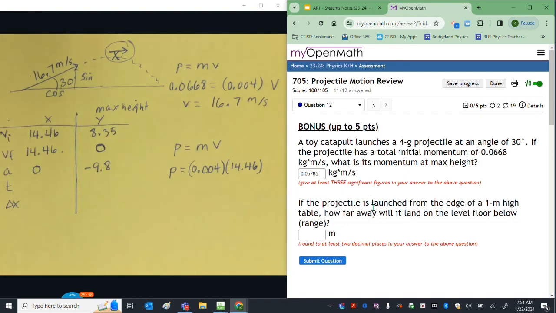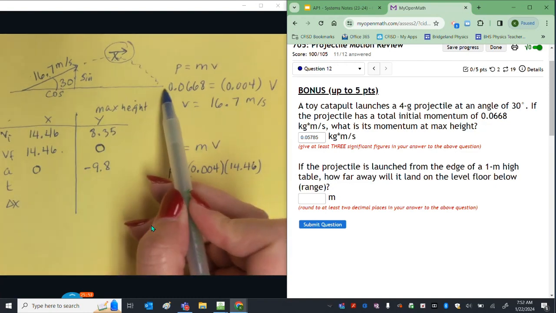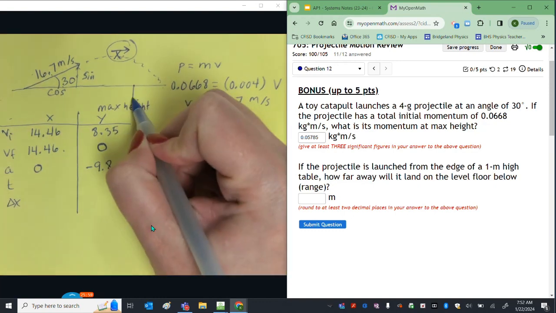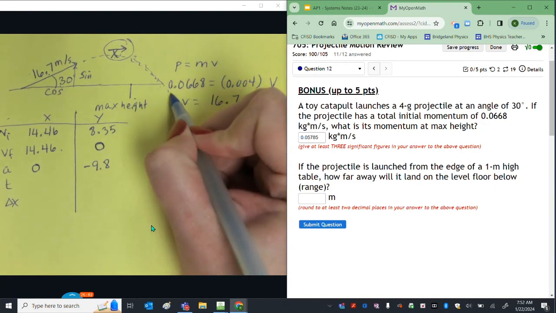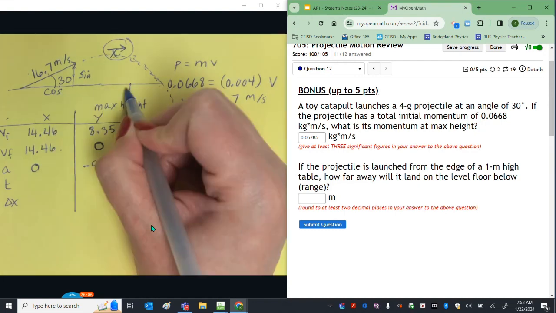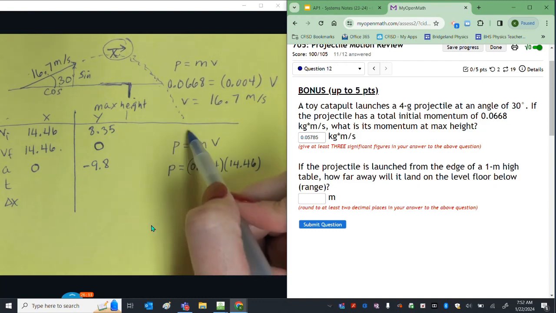The last question here says, if the projectile is launched from the edge of a 1 meter high table, how far away will it land on the level floor below? Okay. So I drew this so that it's landing at the same height, but this question is saying, hey, it's not going to land at the same height. It's on a table, and it's going to keep going, and it's going to land somewhere down here, okay, if this is the edge of my table. Okay, so now there's nothing here for it to land on. It's going to go lower than where it started.